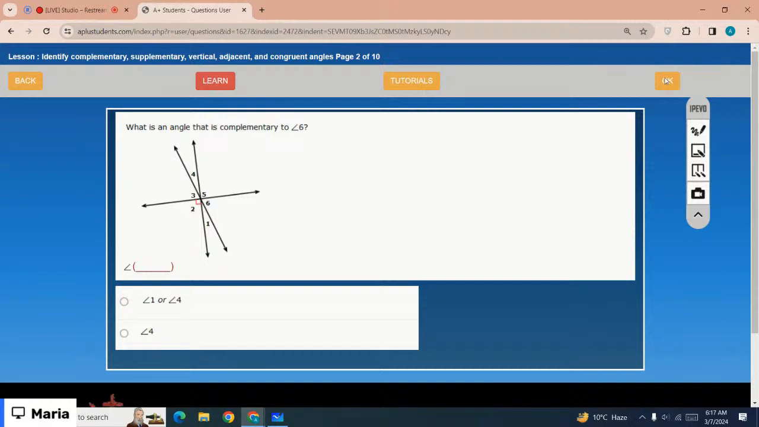What is an angle that is complementary to angle 6? Complementary angles are the angles that measure 90 degrees, right? So angle 6, and which angle makes 90 degrees? Angle 1, right? Angle 1 or angle 4, because angle 1 and angle 4 are congruent, they have the same measure, right? So option number 1 is the correct option.